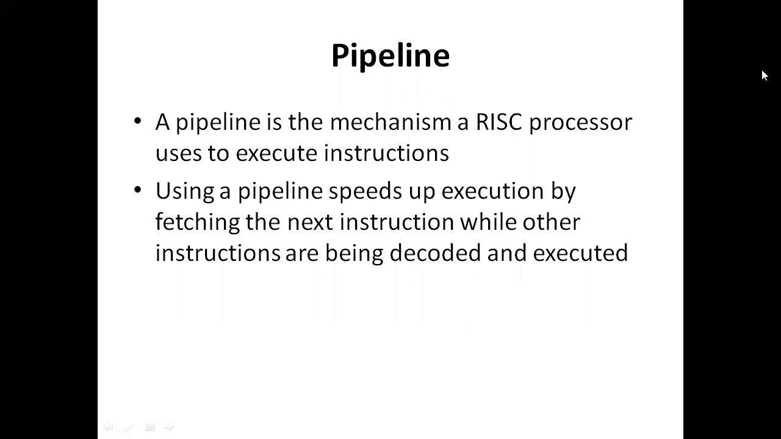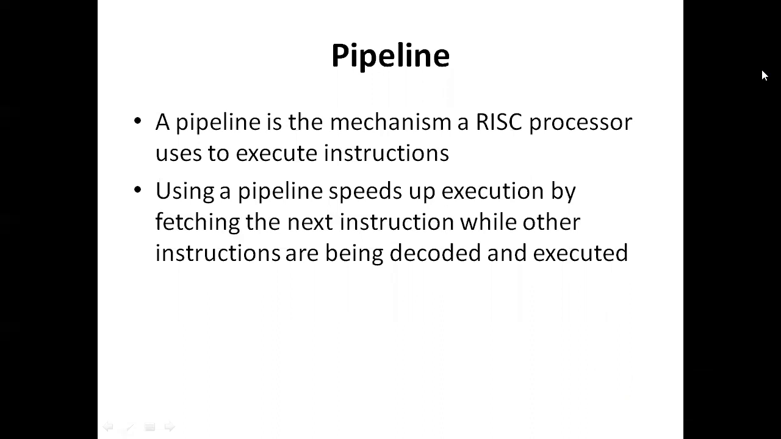So actually, instruction pipelining, or a pipeline, is the mechanism a RISC processor uses to execute an instruction. So pipelining is nothing but an instruction execution method. Usually, if you take any processor, its basic operation is to read the instruction, decode it, and execute it. This instruction processing will be carried out separately by separate units. Fetching will be done by one unit, decoding will be done by another unit, and execution will be done by another functional unit.